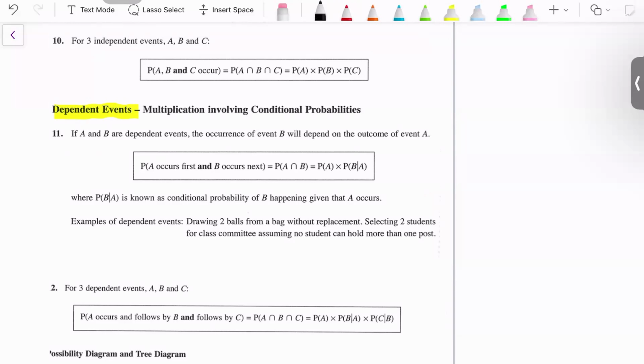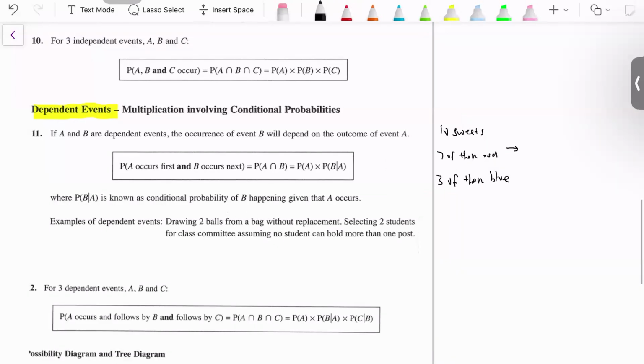So for example, let's say we have 10 sweets. Okay, 7 of them are red, 3 of them are blue. So in this case, the probability of us getting a red is 7 out of 10. The probability of us getting a blue is 3 out of 10.